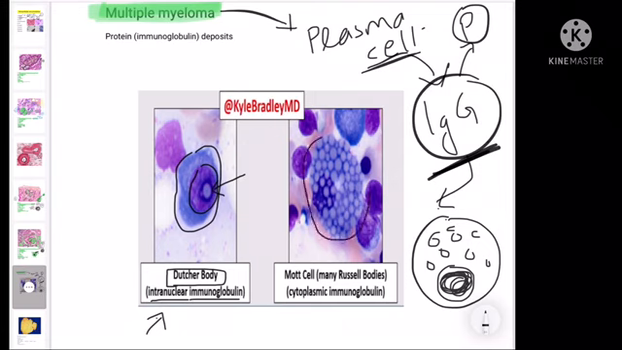Now the next one is a very beautiful image. It's a Mott cell, or Russell bodies. The Russell bodies are the accumulation of immunoglobulin in the cytoplasm, not in the nucleus. So these are the cytoplasmic accumulations of proteins or immunoglobulins. So Mott cells and Dutcher bodies are seen in multiple myeloma. This is the protein deposition.